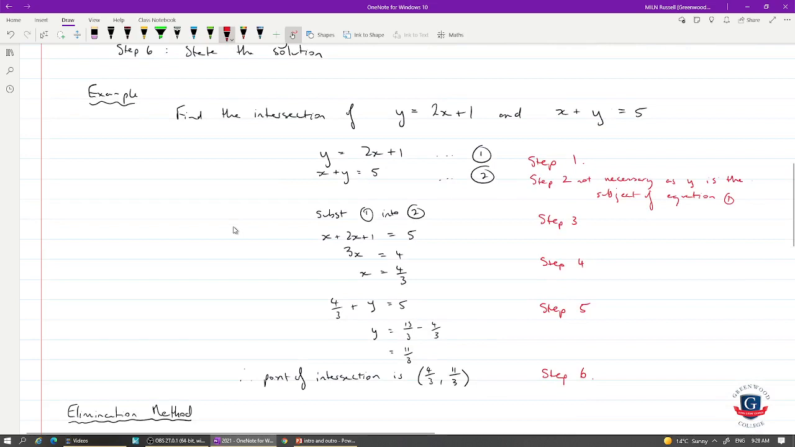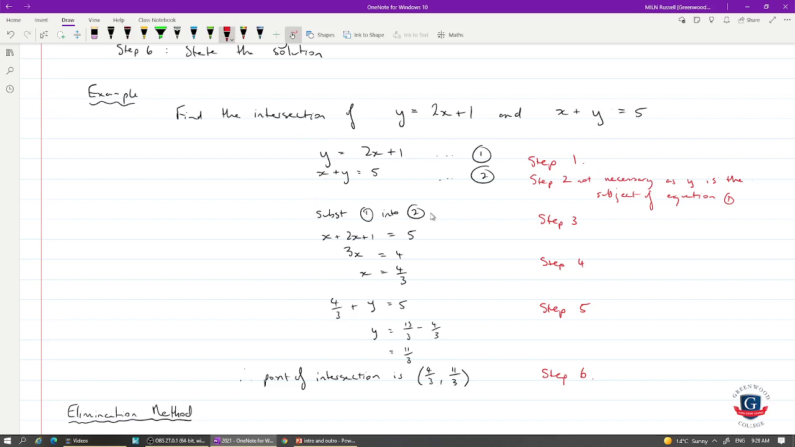So here's an example. Find the intersection of y equals 2x plus 1 and x plus y equals 5. So step 1, label the equations. So I wrote y equals 2x plus 1 and called it equation 1. And then I labeled x plus y equals 5 and called it equation 2. Now we look at these two equations and we see, is one of the variables the subject of the equation? In this case, y is already the subject of the equation, so we don't need to rearrange it. We're just going to use that one for step 3.